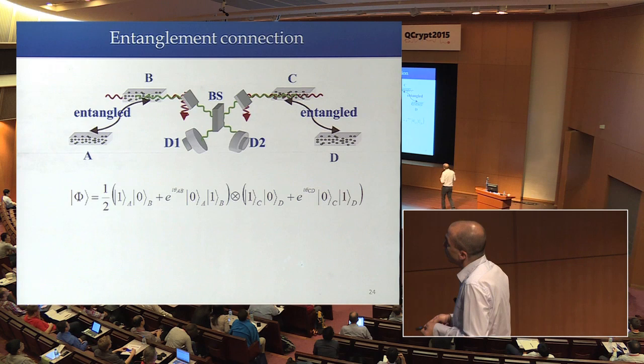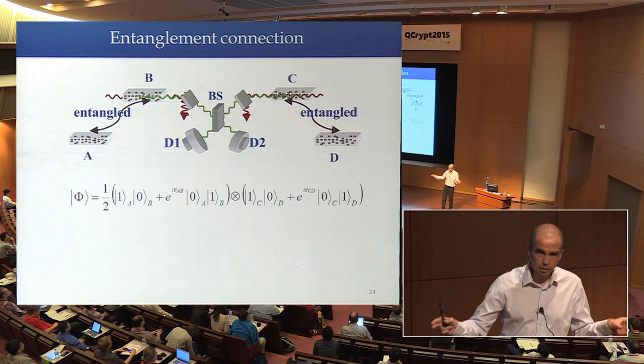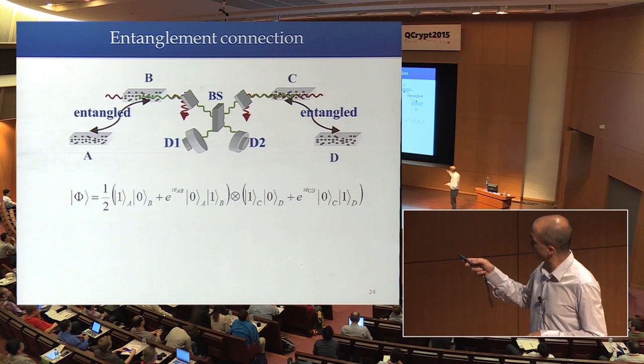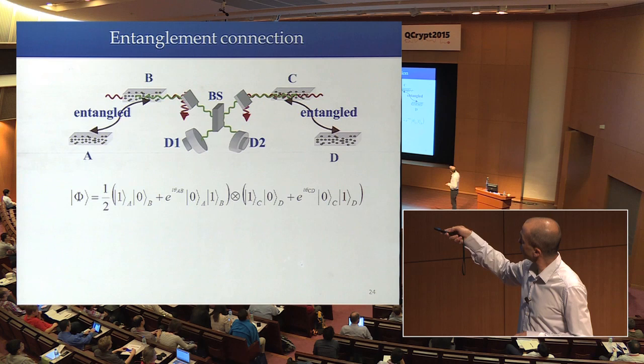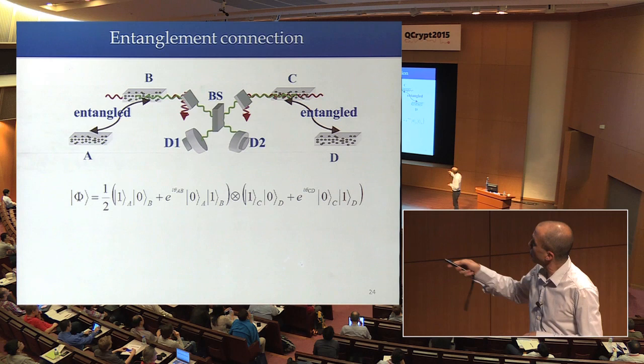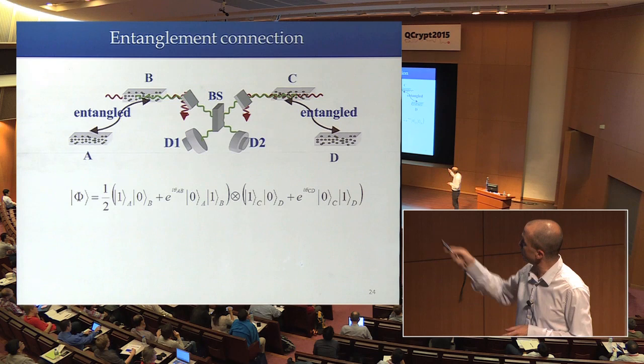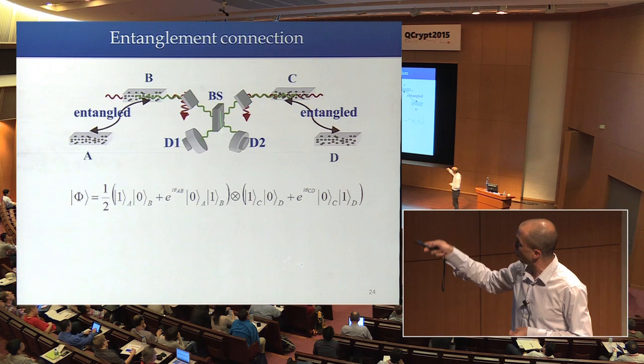So now, okay, we have the elementary link, let's say, of our repeaters. So now we can move on to do the swapping. The swapping is done in this way. You have the first link here, the second link here. And what we will do is read out memories B and C, and take the anti-Stokes photons and combine them also here at the beam splitter.